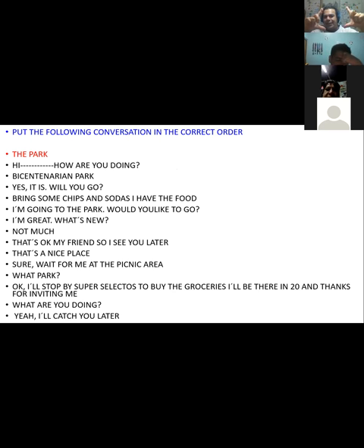So, take a picture, because what you're going to do right now, you're going to put the conversation in the correct order. La tienen que poner en el correcto orden. Porque ahorita está en desorden. Así que tienen que arreglar esta conversación. You need to order the conversation. And for this, I'm going to put you in pairs. Lo voy a poner en parejas en el room. So take a picture.